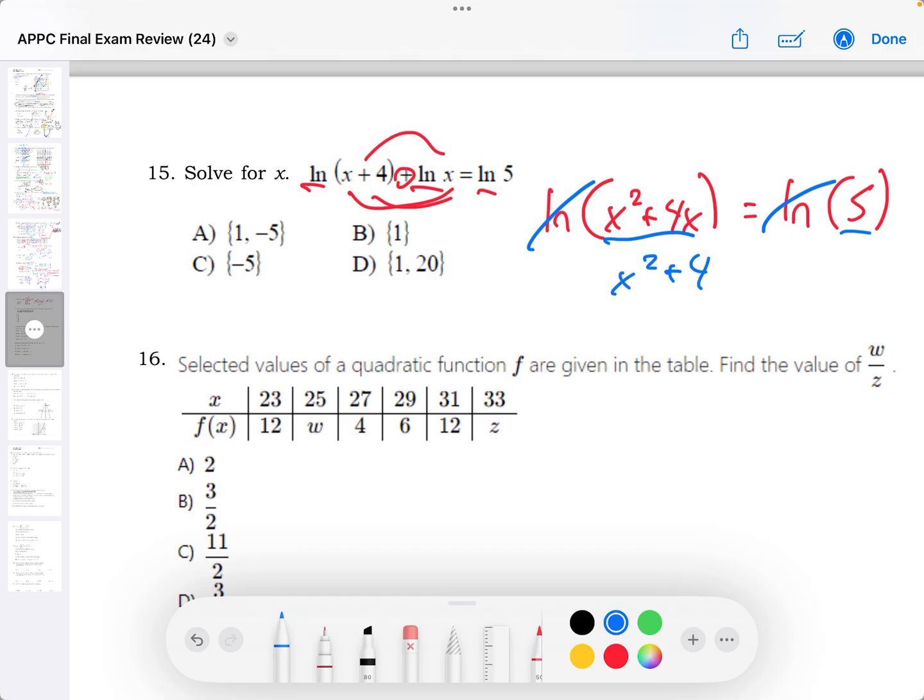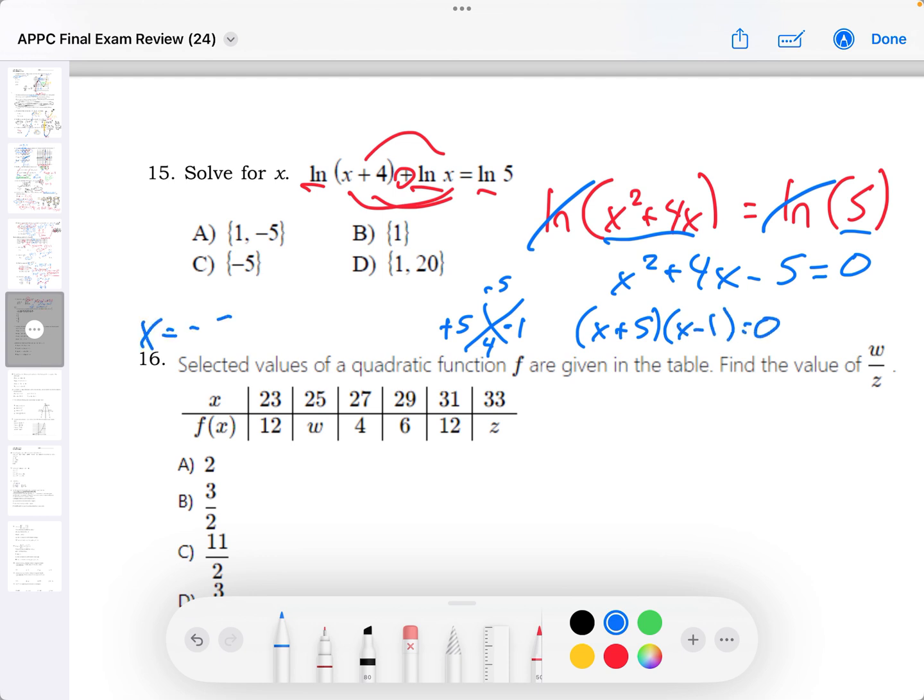And now I'm just solving a quadratic. I'll go ahead and minus the 5 to this side while I'm at it. And then I'll go ahead and factor this. Oops. I'm a step ahead here. X plus 5, x minus 1 equals 0. So I flip those signs and I get x equals negative 5 and x equals positive 1.